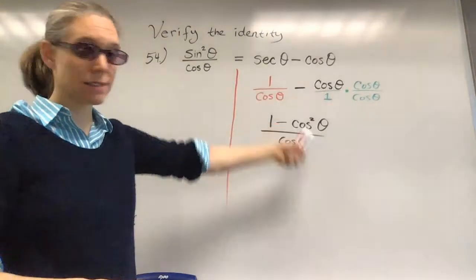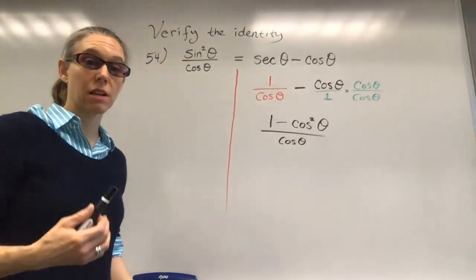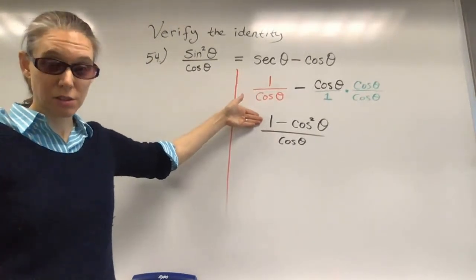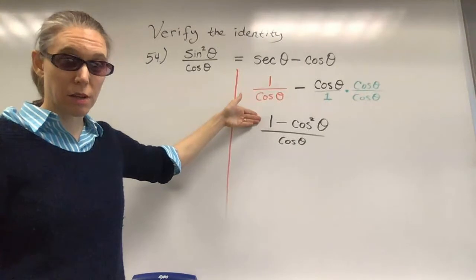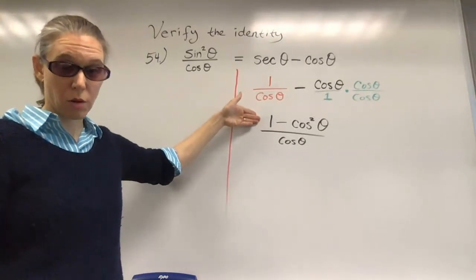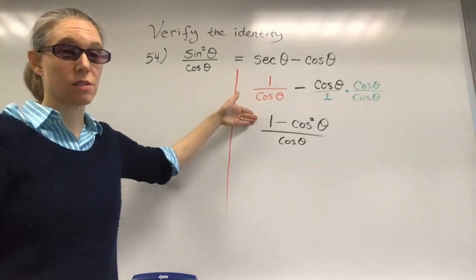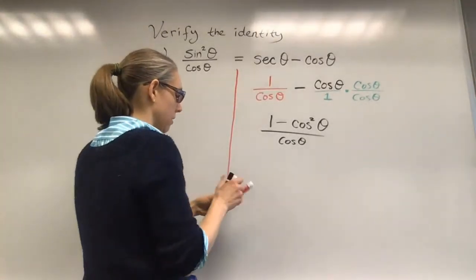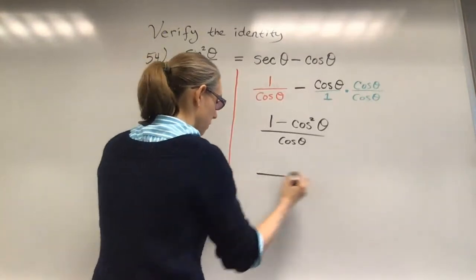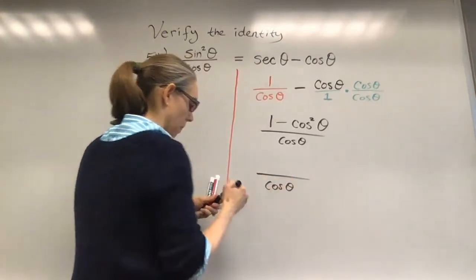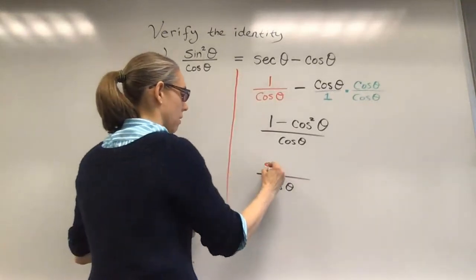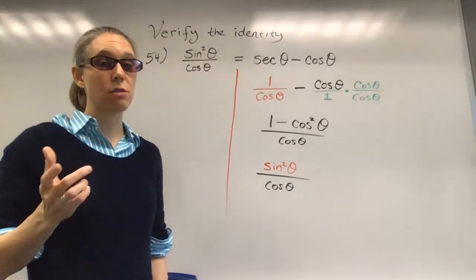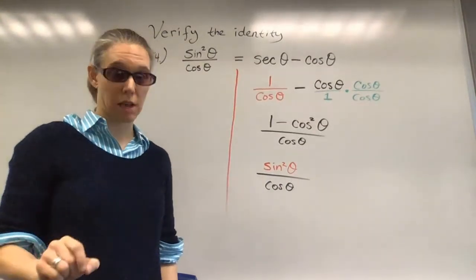1 minus cosine squared theta. This should begin to look familiar. It is part of the Pythagorean identity that cosine squared plus sine squared is equal to 1. Therefore, 1 minus cosine squared is equal to sine squared. So I'm going to replace that numerator with sine squared. If in doubt, show more steps, not fewer steps.